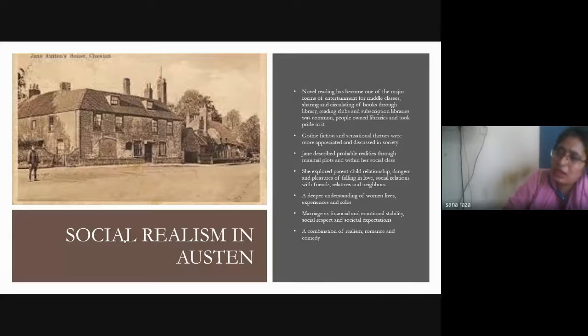She chose the upper middle class or middle class gentry as her topics. She did not talk about lower middle class or working class or slavery like novelists such as Charles Dickens. So she chose her class, the class that she was familiar with. She explored parent-child relationships, dangers and pleasures of falling in love, social relations with friends, relatives, and neighbors. A deeper understanding of women's lives, experiences, and roles. Marriage's financial and emotional stability, social respect, and societal expectations. And a combination of realism, romance, and comedy. Her novels are comedies because all these novels end on a happy note. Now, this was very integral and very interesting about the society she lived in.